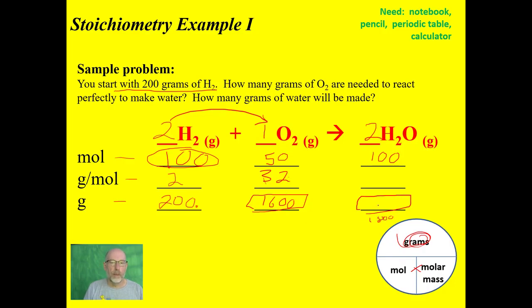Let's calculate it, though. To get grams, using this equation in the bottom right corner, grams equals moles times molar mass, we need the molar mass of water. So hydrogen's 1, oxygen's 16 together. That's 1 plus 1 plus 16 is 18. And now we want to calculate the grams, and that's moles times molar mass. 100 times 18, well, I don't even need a calculator for that. I'm so smart. 1,800. Bingo. Done. That's stoichiometry. Let's do another problem.